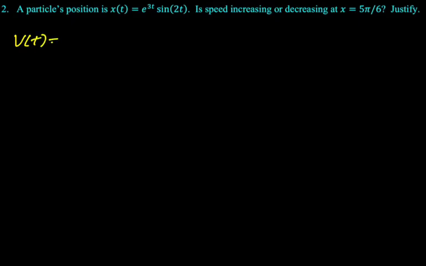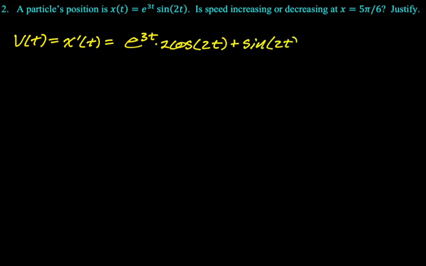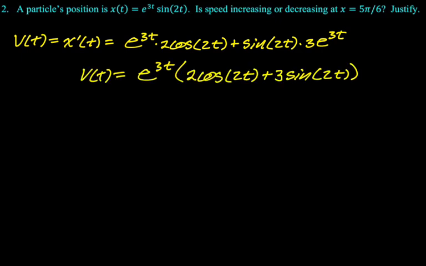So v of t is x prime of t. You have to connect them. And then we're going to do a product rule. So it's first, derivative of the second is going to be 2 cosine of 2t. Second, sine of 2t. Derivative of the first is going to be 3e to the 3t. So if we only needed velocity, I would not clean this up at all. But we also need to find acceleration. So I'm going to clean this up so that finding acceleration doesn't involve multiple product rules. It's just one product rule. So I'm going to take e to the 3t out. And that'll leave me with e to the 3t quantity, 2 cosine of 2t plus 3 sine of 2t.